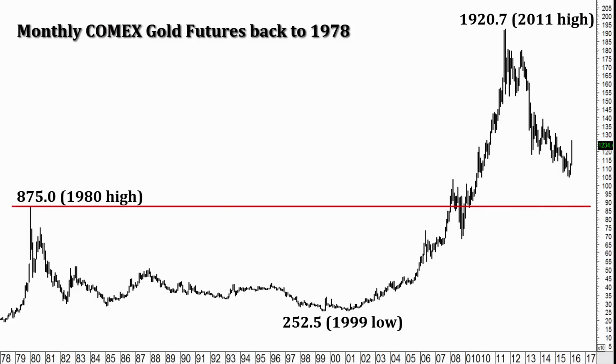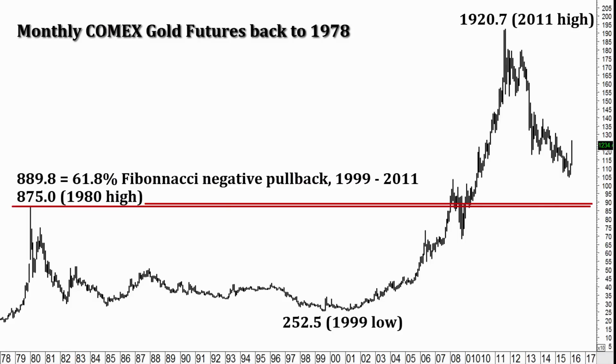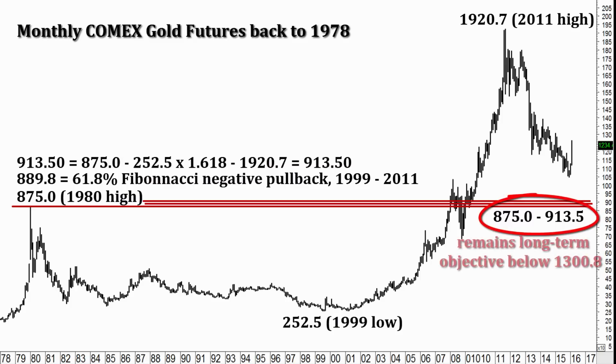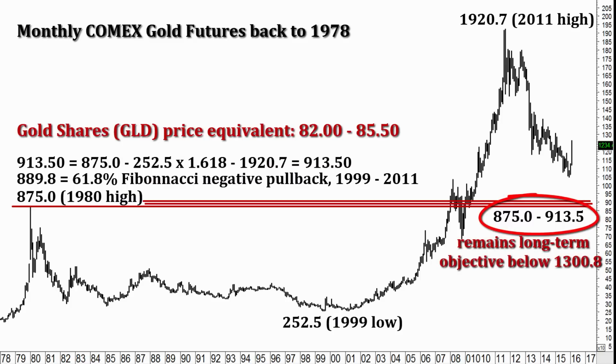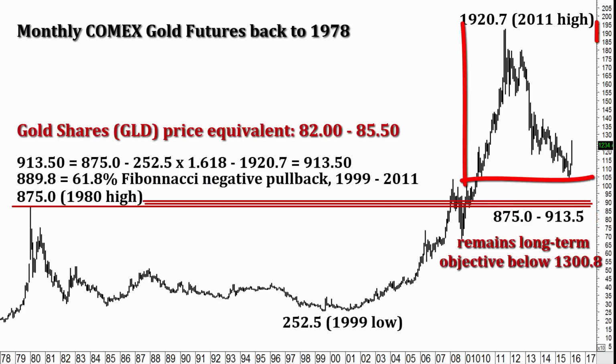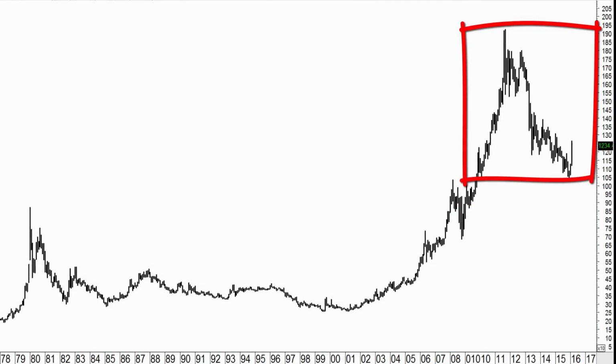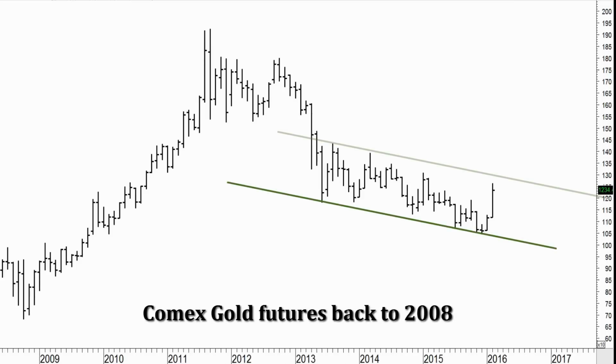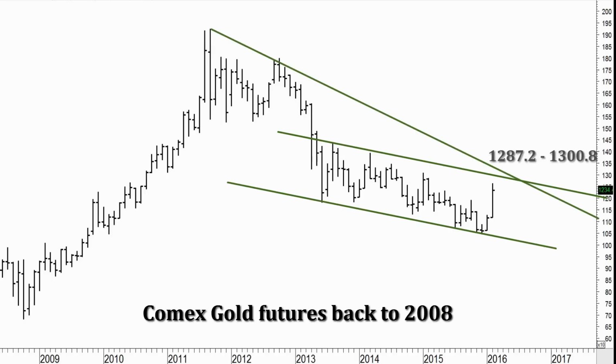My last gold video, recorded in November of last year, mentioned a long-term downside target in the 875 to 913.5 region. The current price equivalent in the Gold Shares ETF is 82 even to 85.5. This ultra long-term support region remains a 12 to 18 month objective so long as April Comex Gold futures continue trading below overhead resistance in the 1287.2 to 1300.8 region.